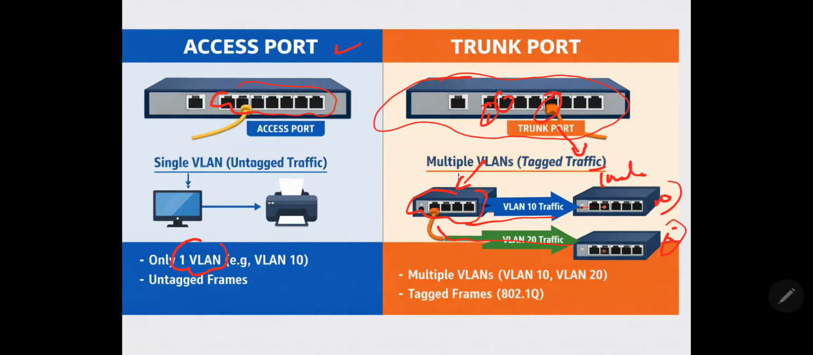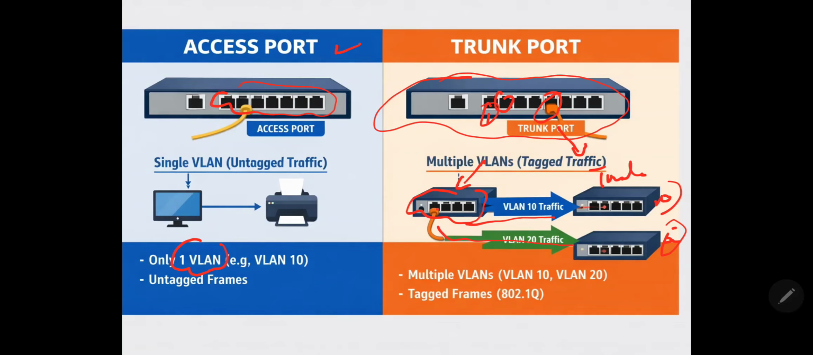For example, a real case. You can imagine a medium-sized office with different departments. This office houses employees, finance, and guests. You can set VLAN number 10 for employees, VLAN number 20 for finance, and VLAN number 30 for guests.